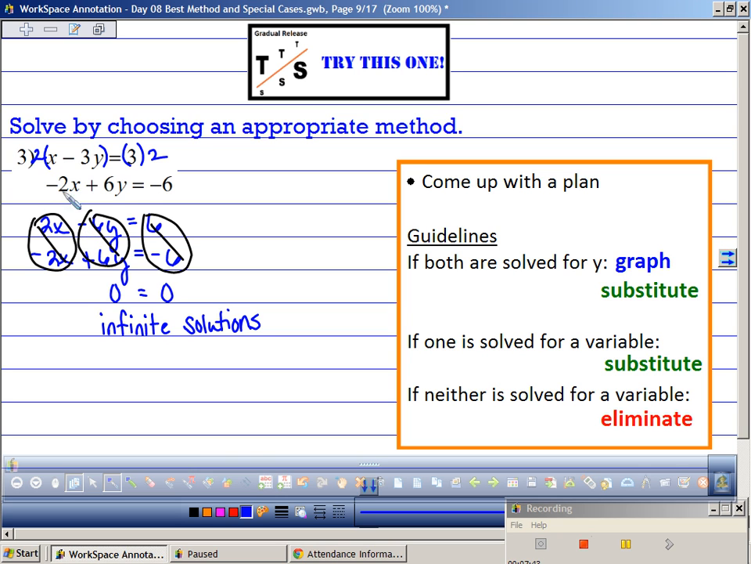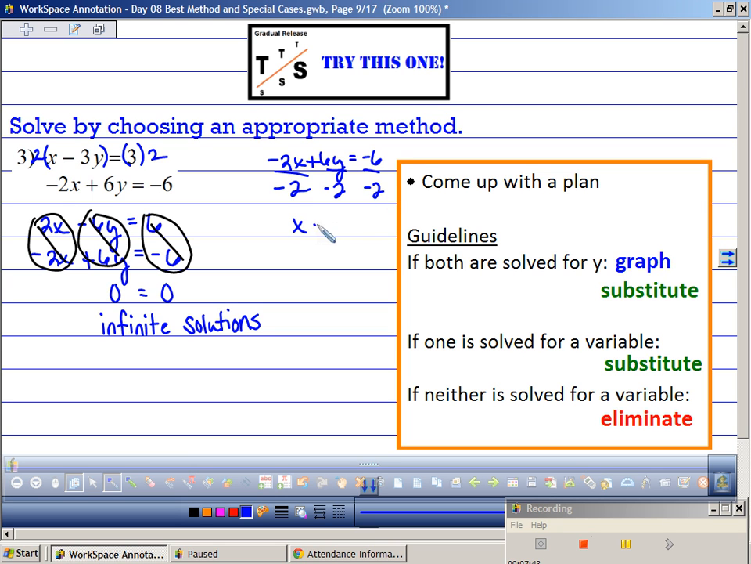You know what I saw? I saw already that these all look like they have something in common. I divided everybody by 2. If you divided everybody by negative 2, negative 2x plus 6y equals negative 6, watch what happens. Divide everybody by negative 2, what do I get?